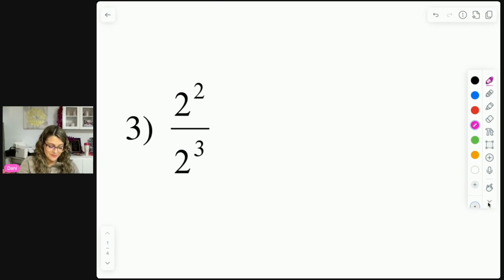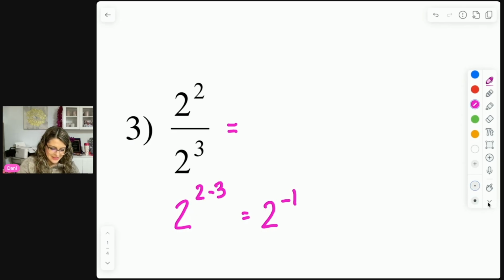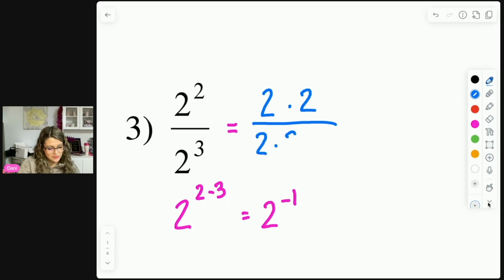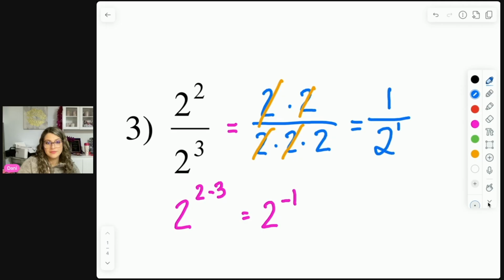Definitely go for it. All right, so here, I'm going to write this one out as well, because if you do 2 minus 3, we get 2 to the negative 1. We don't like negative exponents. So let's check this out. Let me use a different color. That's really like having 2 times 2 on the top and 2 times 2 times 2 on the bottom. When we simplify, we're left with technically a 1 over 2 to the first, or just 1 over 2.